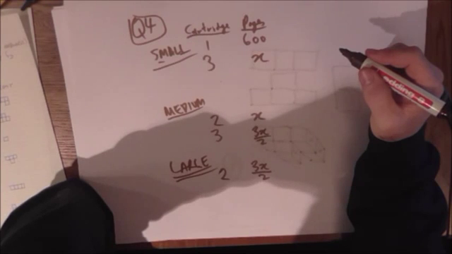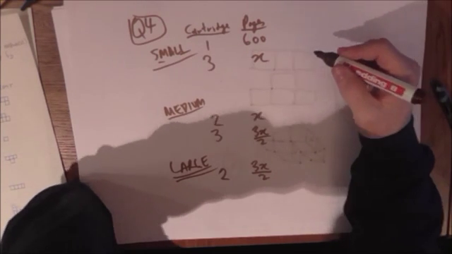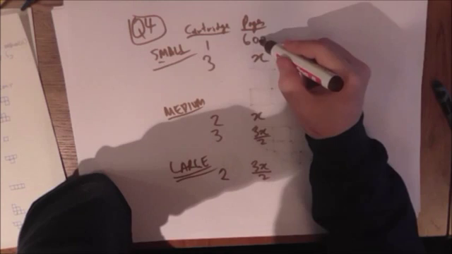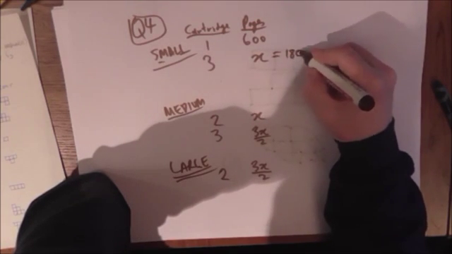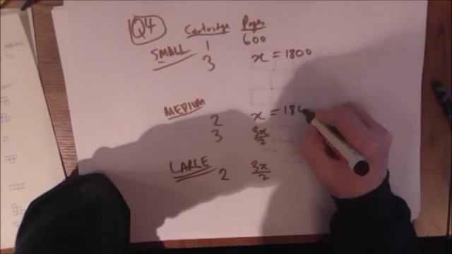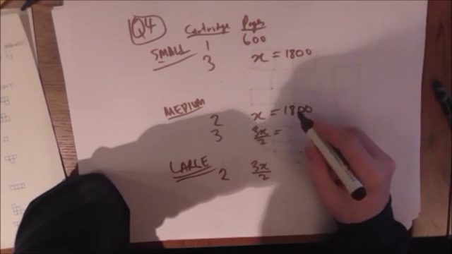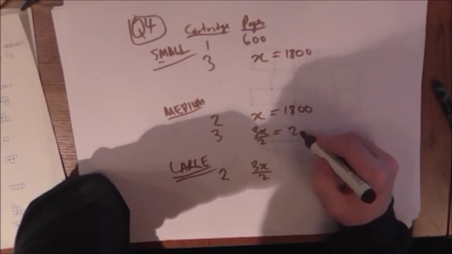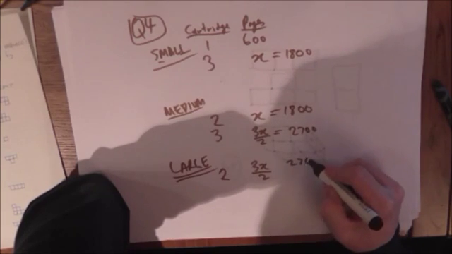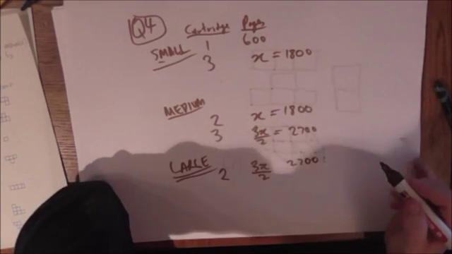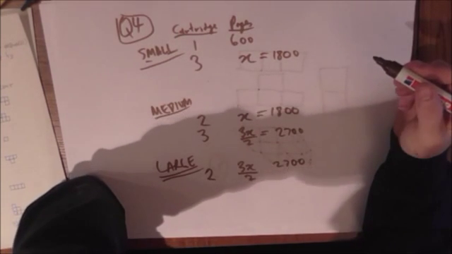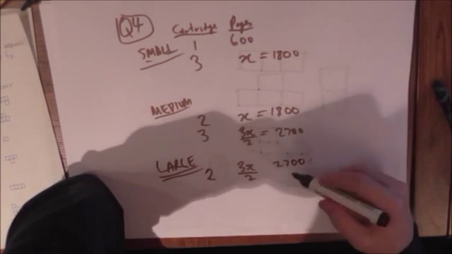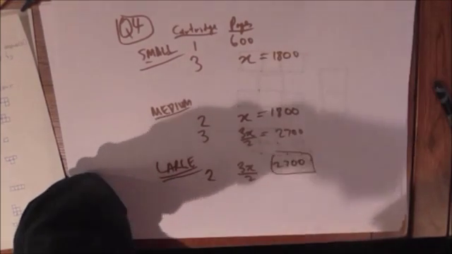And, oh, there we go. If 1 does 600, then 3 does 1800. So that's 1800. So divide that by 2, you get 900. So there we go, that's the complete set of information. How many pages can be printed using a large cartridge? So it's 2,700. I'll just check that that's the answer.